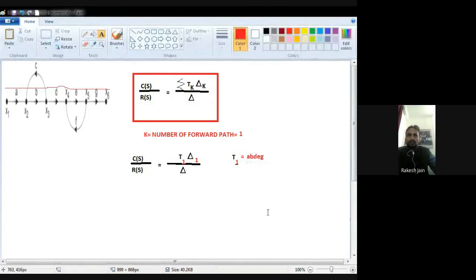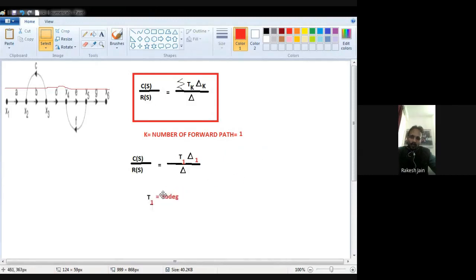Now what is my next step? Step by step we solve. In every numerical, first of all you should know the formula. Then the next step is to find out the number of forward paths. Then on the basis of the number of forward paths, in the next step convert your formula on the basis of K. Only one is there, K is equal to 1 here. So only T1 del 1 upon del. If, for example, K is 2, then my formula will be Cs upon Rs is equal to T1 del 1 plus T2 del 2 upon del.